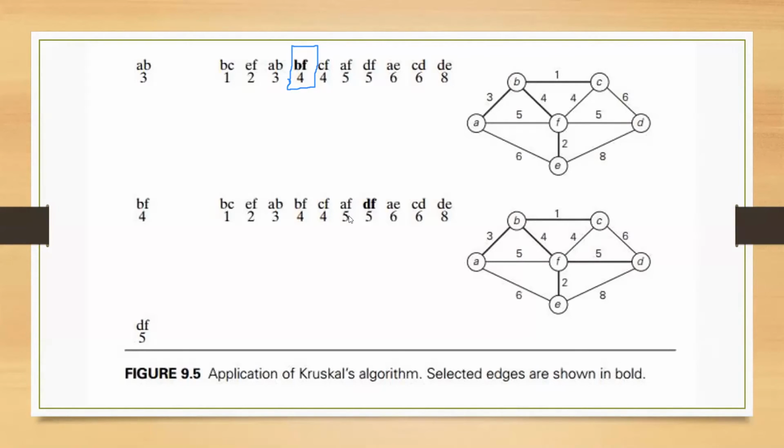Check whether AF forms a cycle. A and F. If you choose AF, once again it forms a cycle: A, B, F, A. So this is a cycle. So reject this also. Move to the next one.